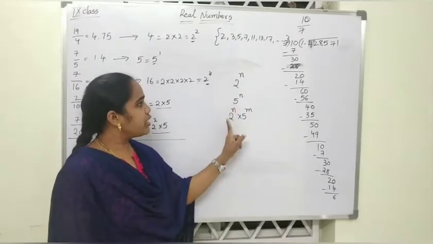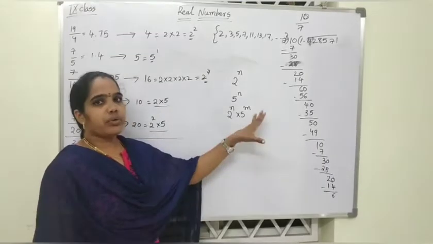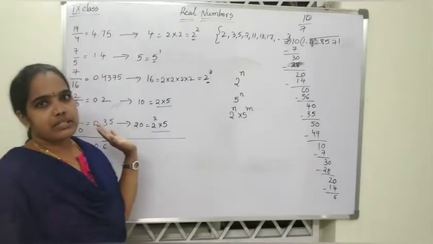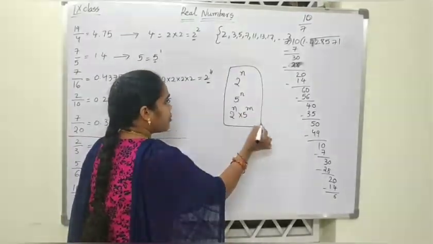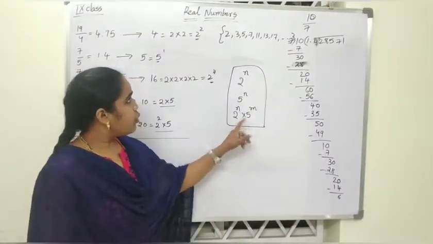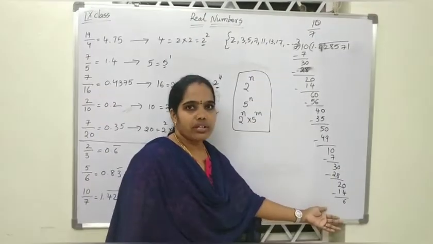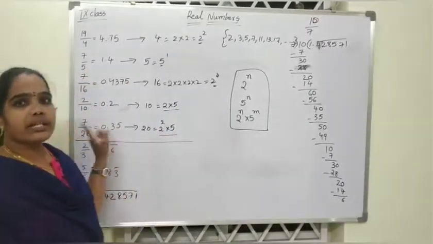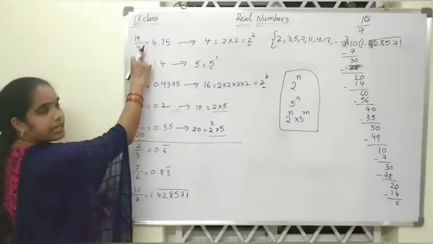If you observe only these forms in the denominator, then without doing division, we can say that those are terminating decimals. Only these three forms. Very important point. So in 1 mark, half mark questions, no need to do all these long divisions. By seeing, we can say that. How? We have to see the denominator.